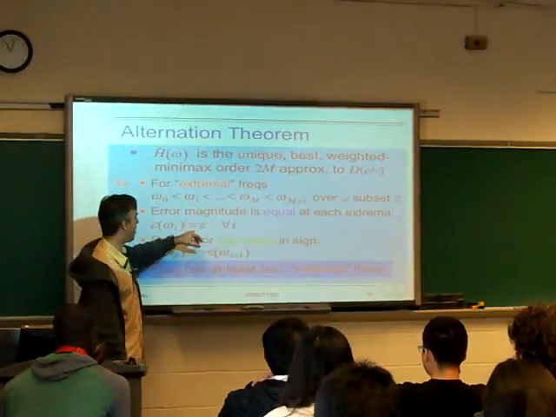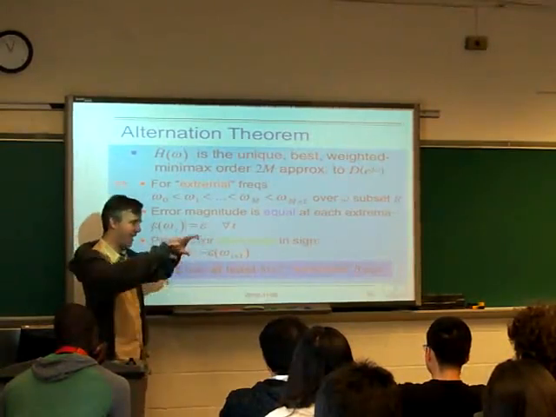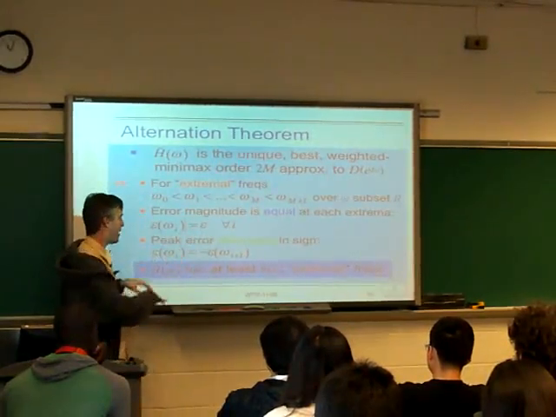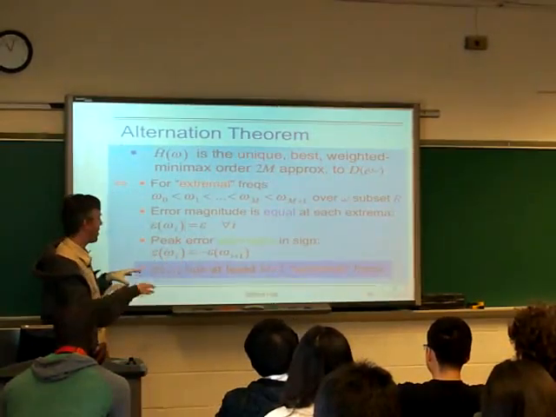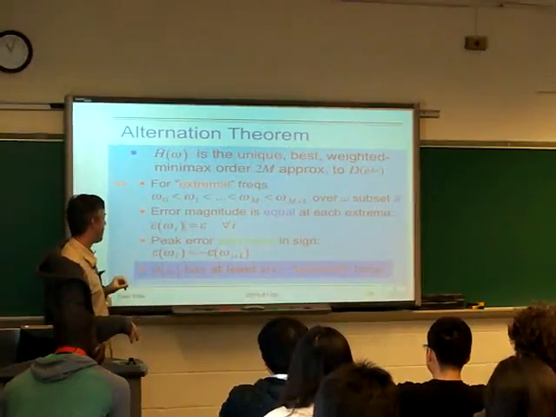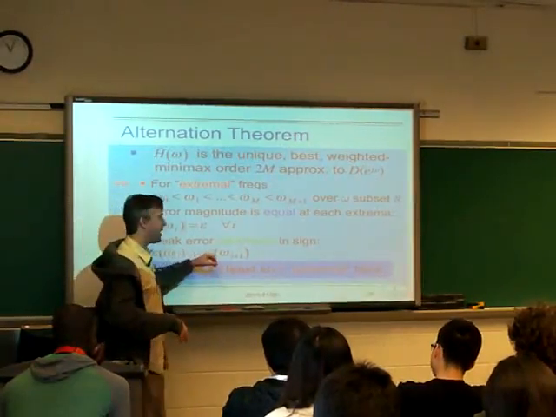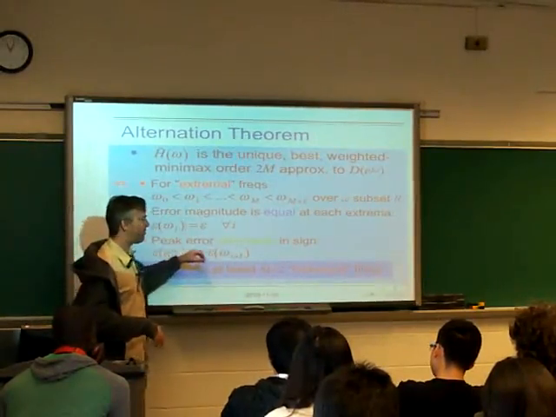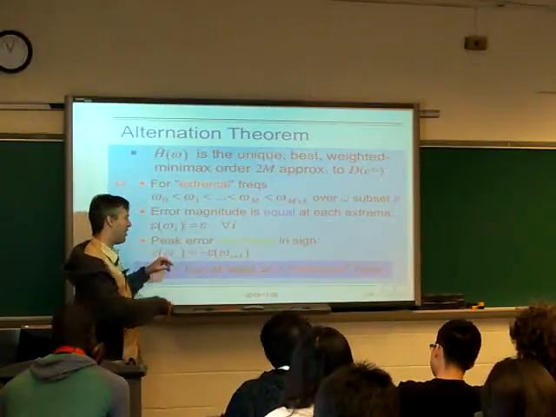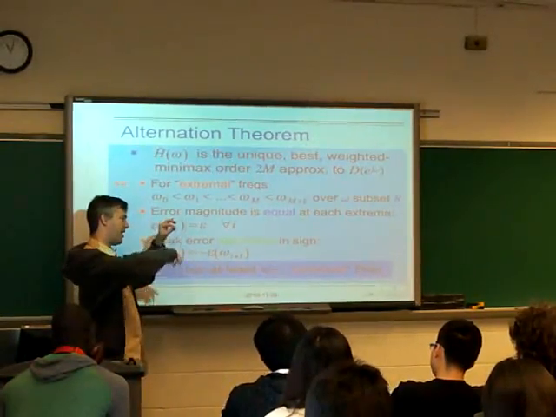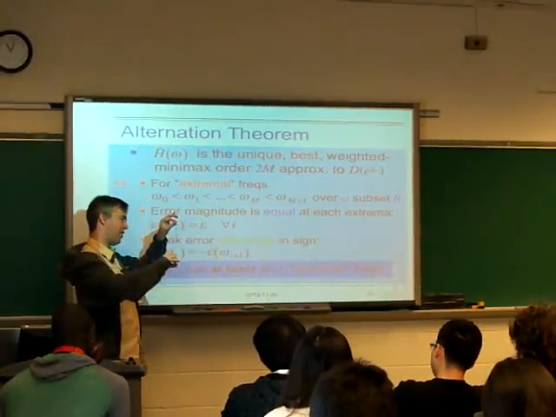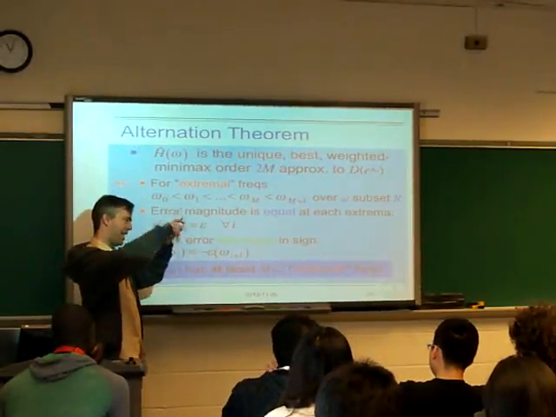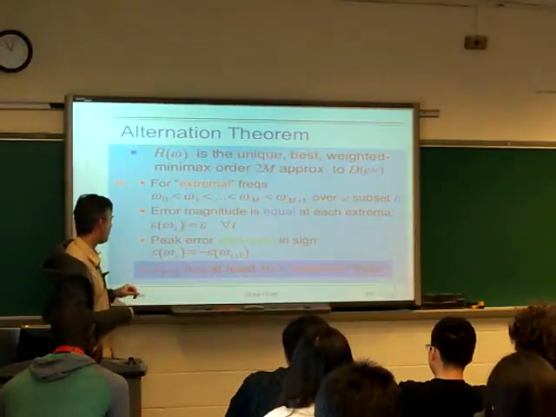I guess the weighted error magnitudes will be the same, which of course makes sense, right? That's what we expect from a minimax filter. The errors are the same. All the maximal errors are the same. The peak error will alternate in sign. That sort of makes sense as well, because if you've got one error which is the worst case and then another one, it has to be sort of the opposite worst case, because otherwise there would be something else in between which was not worst case.